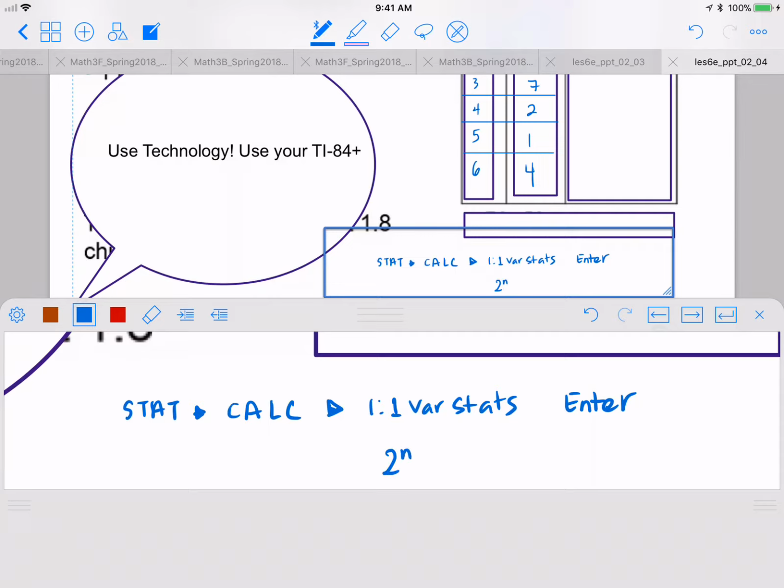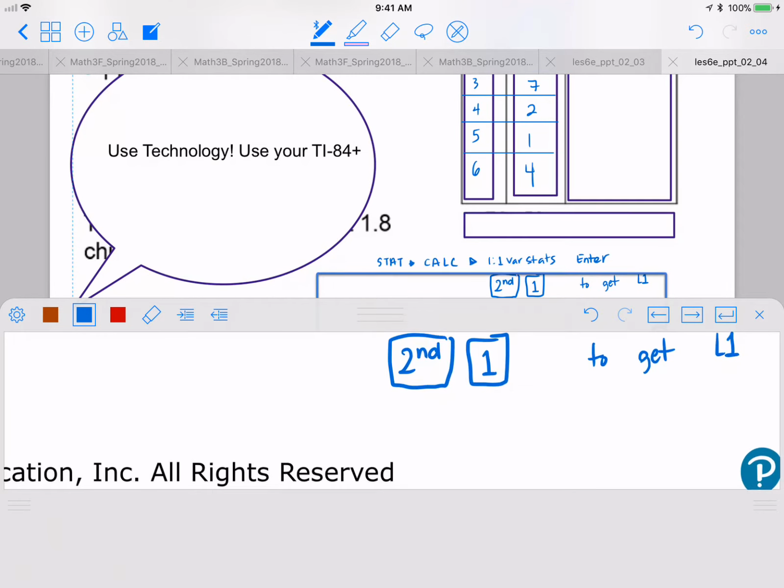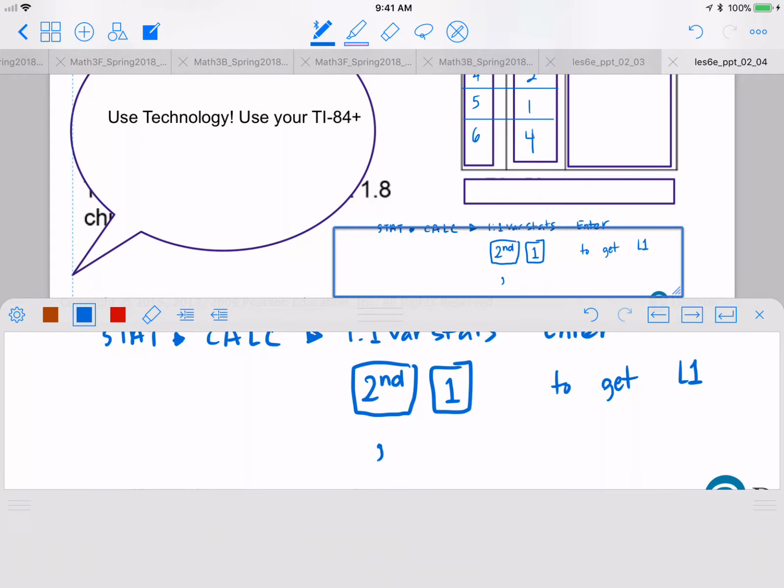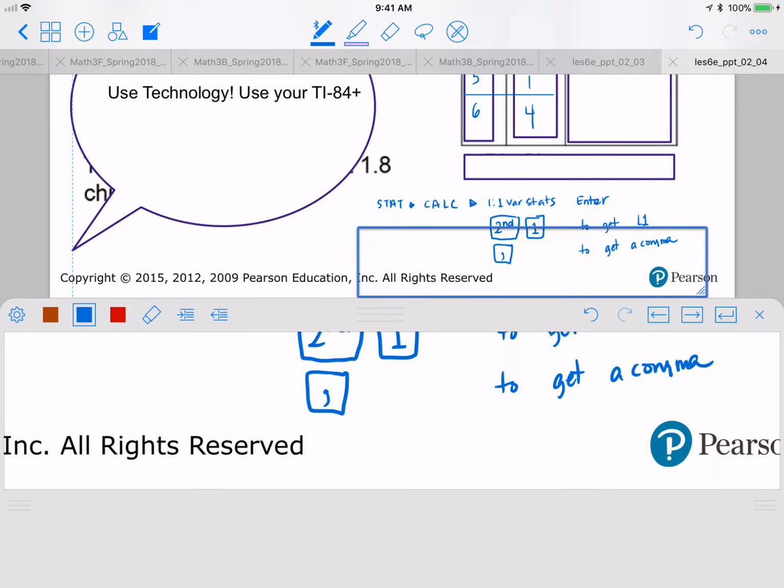So click the second button and the number 1 button, and this is to get L1. Then you want to hit a comma. There's a comma button, and this is to get a comma. And then you want to hit second and number 2. This is to get L2. Then you want to hit Enter.